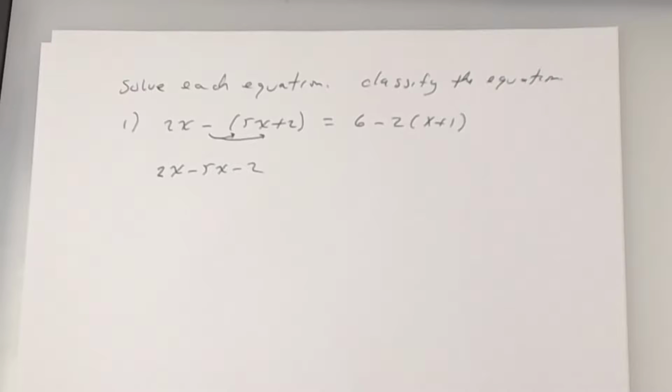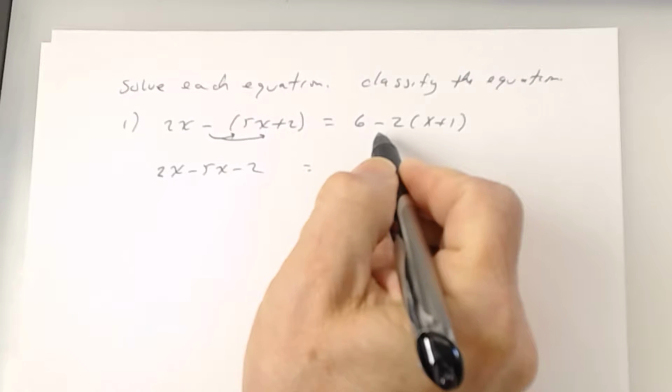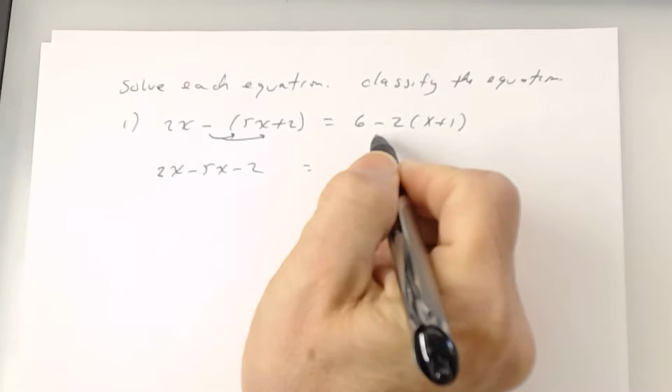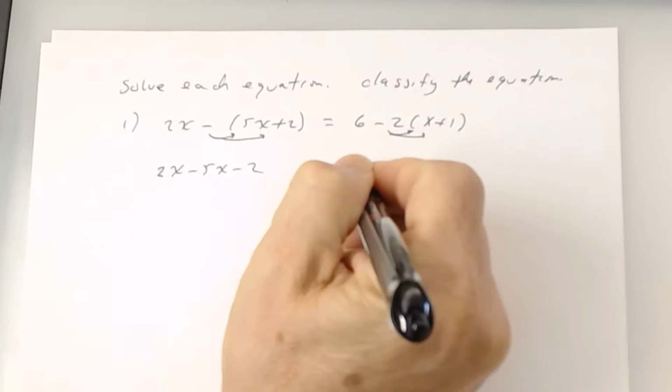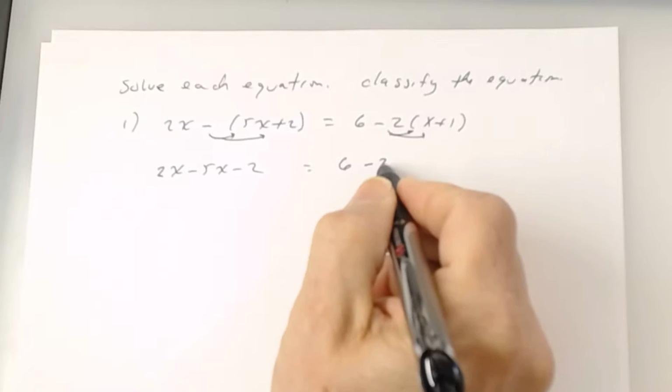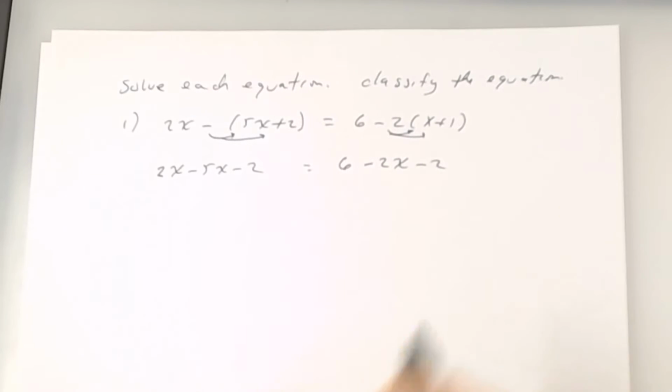Now, on the other side, what am I supposed to do first? Distribute. Some of you are going to say 6 minus 2 is 4 and distribute a 4. You know you can't do that. The order of operations says I have to multiply before I do what? Subtract. So you multiply first, you distribute first. So it becomes 6 and then what? Minus 2x minus 2.